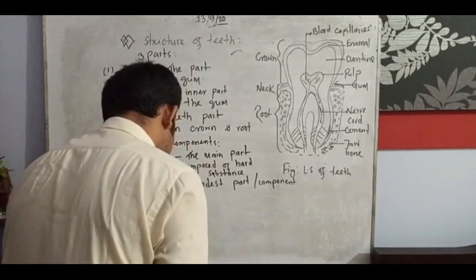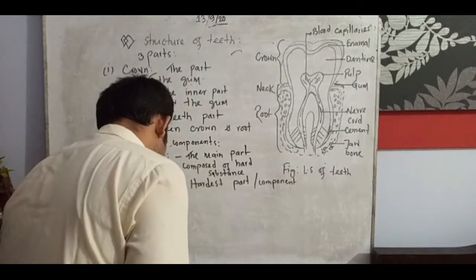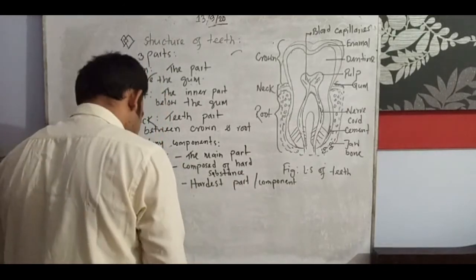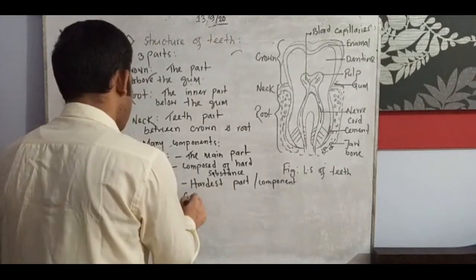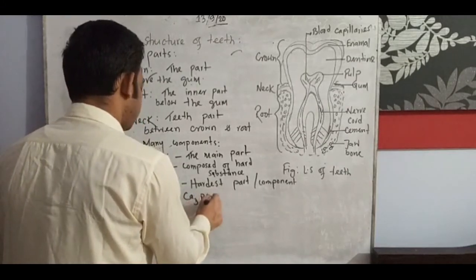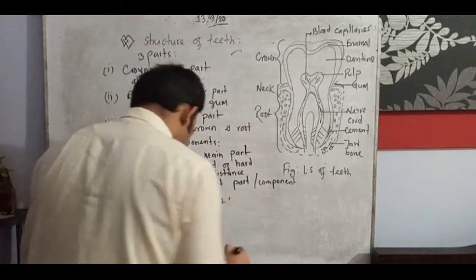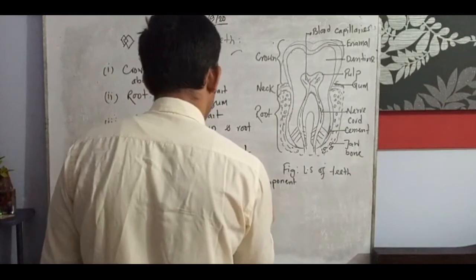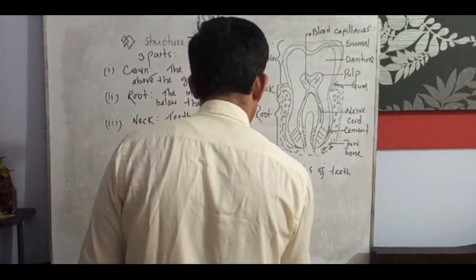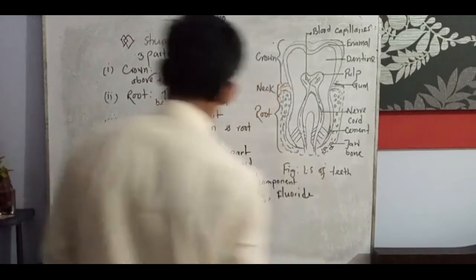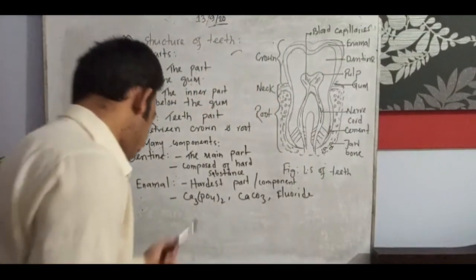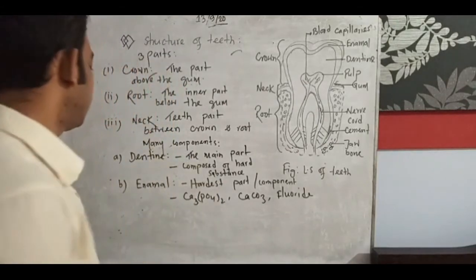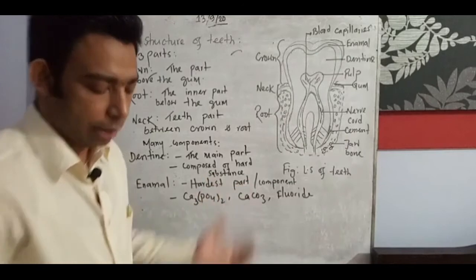I will make you understand, because many students miss this one. Enamel is actually composed of calcium phosphate, calcium carbonate, and fluoride. Now we will go on to the next one.